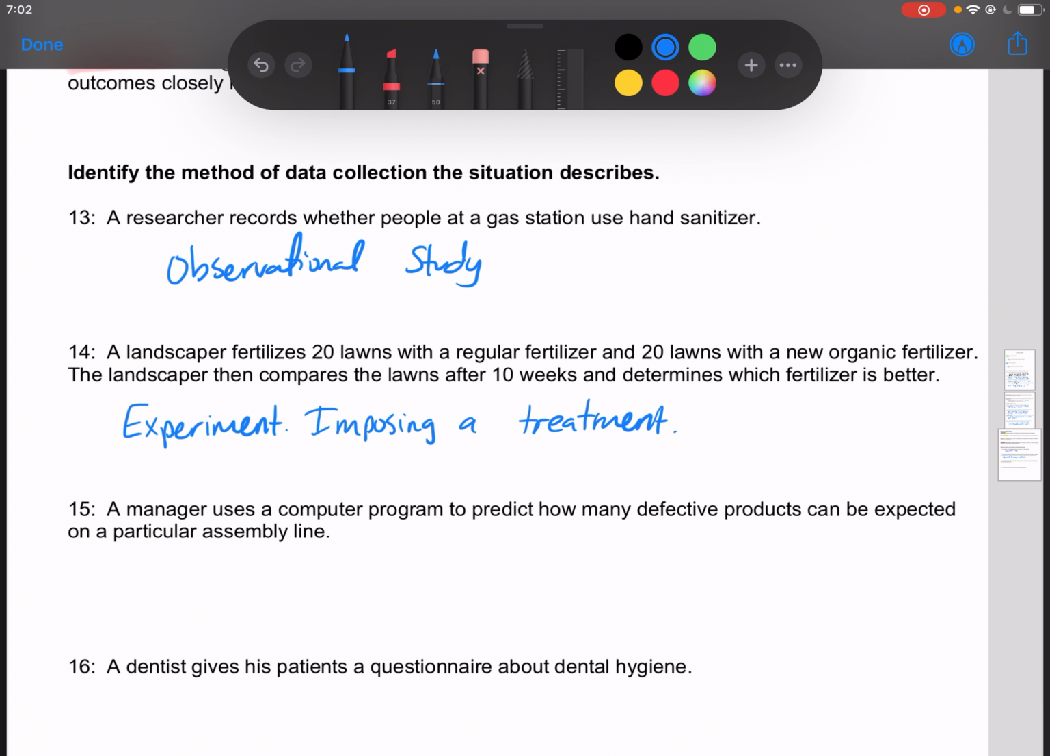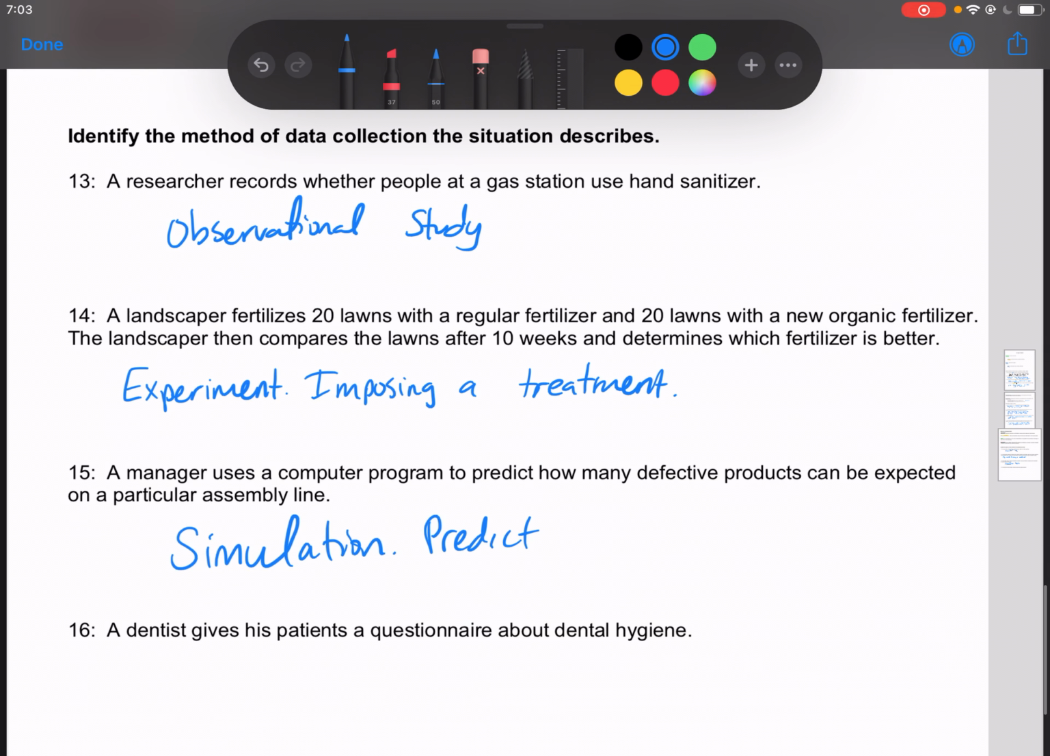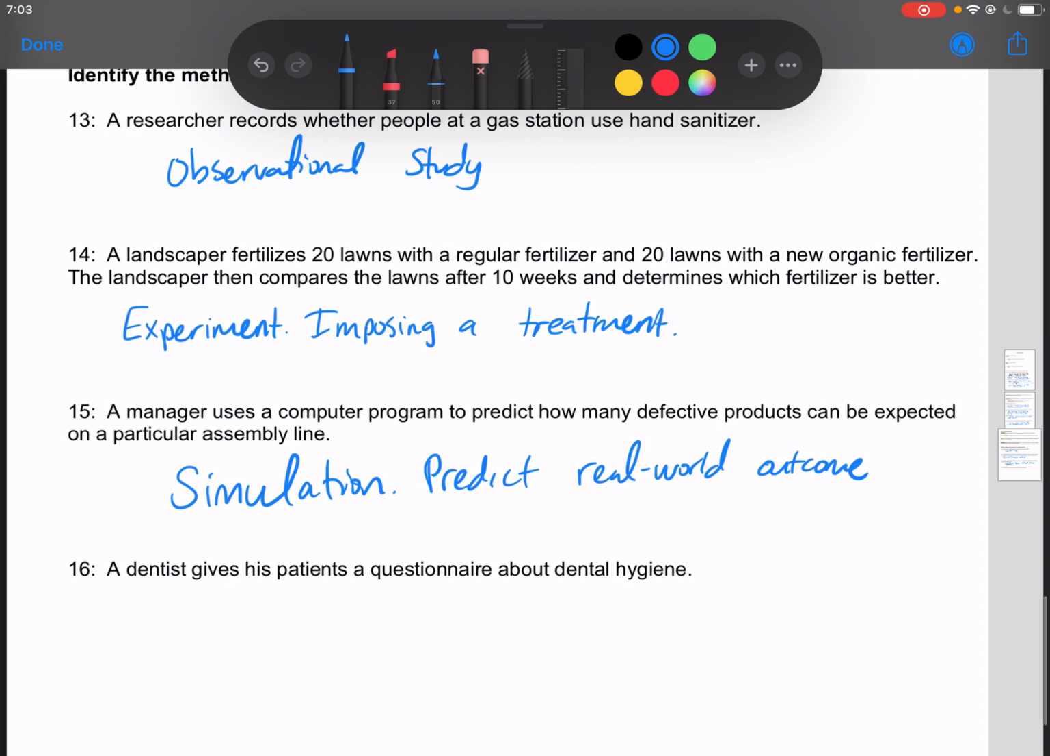Next one, so we've got a manager uses a computer program to predict how many defective products could be expected on a particular assembly line. So often when you're using a computer program, this is when you would call this a simulation. So they're using that computer program to predict, if you see up here, a real world outcome. And it should actually closely match. They use a lot of statistics to make sure it closely matches what typically happens to help them predict in the real world.